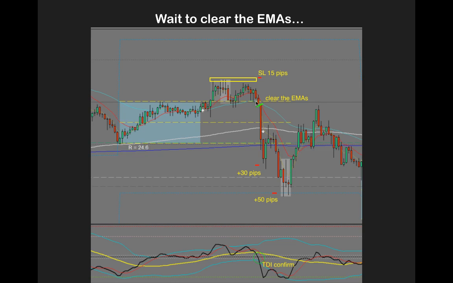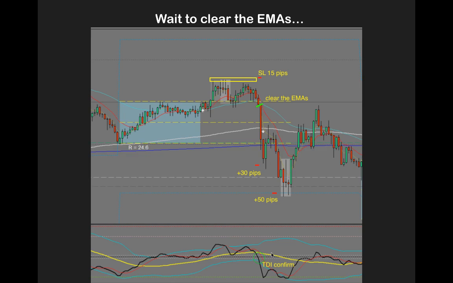It could bounce off this EMA and, you know, rocket back up for all we know. We don't know that, right? So the better trade would be to wait for it to clear the EMA. And once you do that, then you're safe to take the trade. So your stop loss goes above here, above the high.